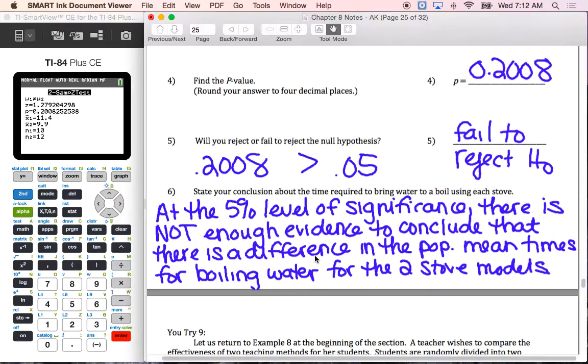Remember, we always start the same. Tell me your level of significance. Either there is enough or there is not enough evidence, and then to conclude, and then state what you're trying to find in the problem.